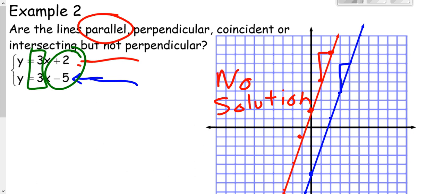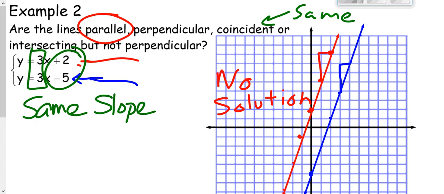Coincident lines are like the same line. Okay, if I had the same slope and the same y-intercept, that would be coincident lines. That would be one line on top of the other. But this is not. These have two different y-intercepts. Okay, now because they are two different y-intercepts, that makes them two separate lines that are just never going to touch. So you have to be very careful. To be parallel lines, you want to have the same slope, but you have to have those different y-intercepts.